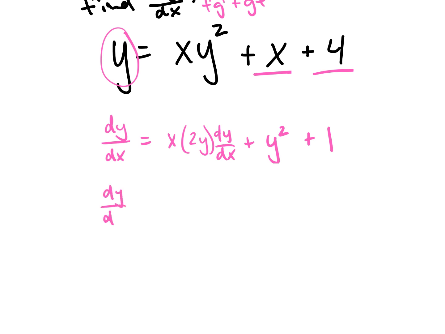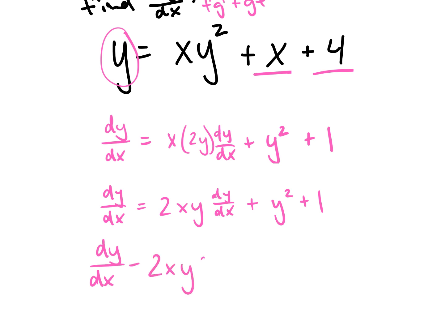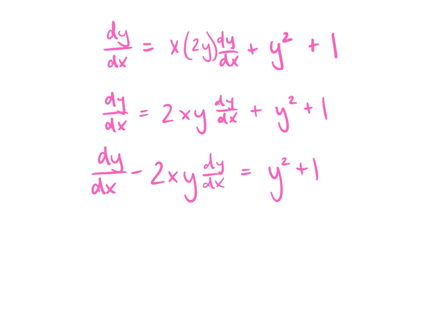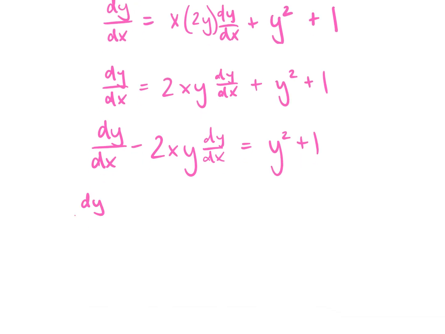dy dx is equal to 2xy dy dx plus y squared plus 1. Not really a lot of simplifying we can do there, but what would we do next? Awesome. I'm going to move the 2xy dy dx to the other side. So dy dx minus 2xy dy dx is equal to y squared plus 1. What would we do next? Awesome. Take the dy dx out. We're going to take out that GCF, dy dx. What are we left with when we take it out?